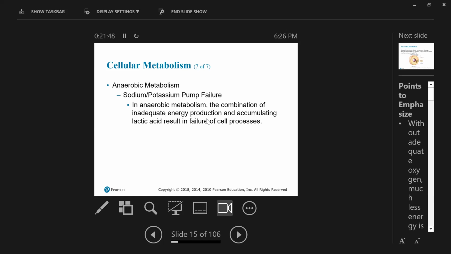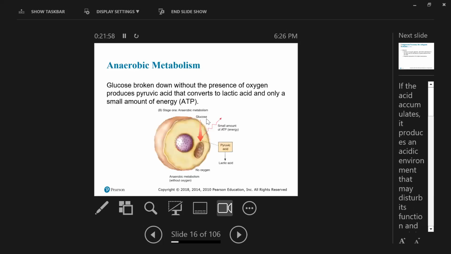In anaerobic metabolism, the combination of inadequate energy production and accumulation of lactic acid results in failure of the cell to function. So basically, glucose broken down without the presence of oxygen produces pyruvic acid. Now, where do you get to see this? When you have excessive amounts of pyruvic acid.